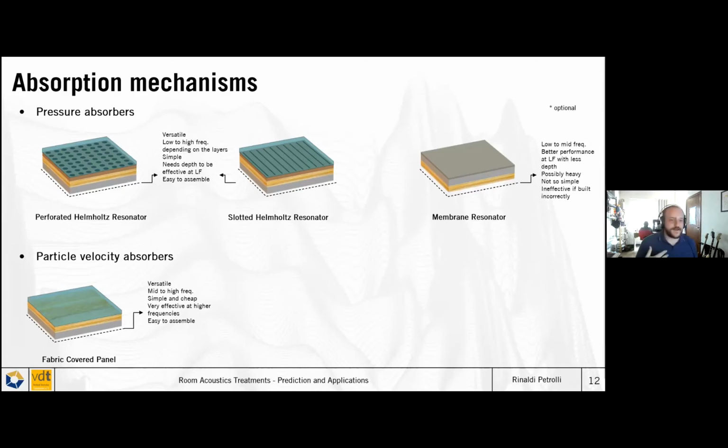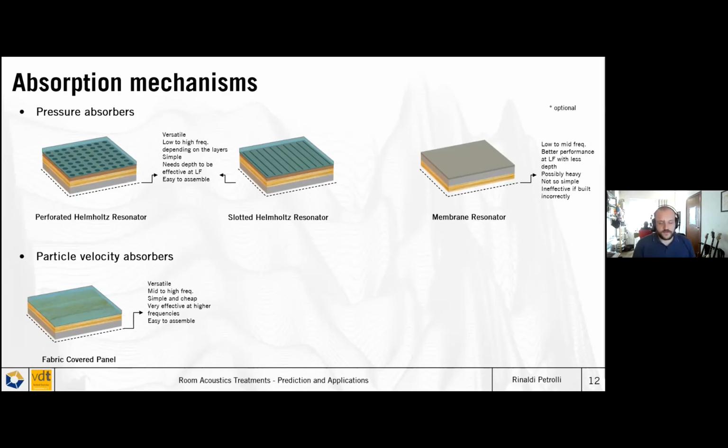And still on the low frequency range, you also have the membrane resonators. Now, talking about low frequencies, they are more efficient with less depth than the Helmholtz resonators. But the thing is, they are not as simple to build. And if they are not built correctly, they might not work. So this has to be used with caution. But they are great treatments. They are very effective at low frequencies. And with proper design, they are a great solution.